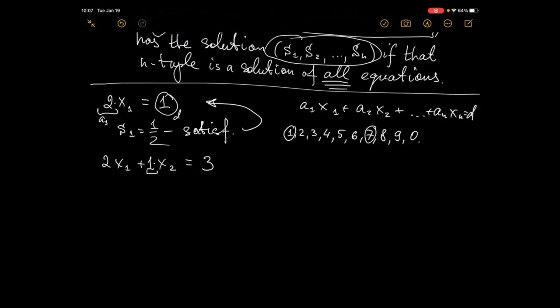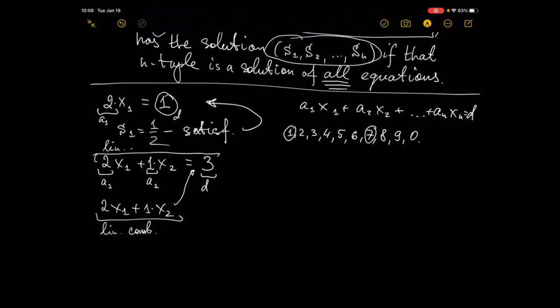Okay, so if we have this, this is A1, this is A2, and this is D, the corresponding D from the linear equation. Here we have a linear combination, but when we equate this linear combination to some number, we are already getting a linear equation, right? This is already a linear equation.